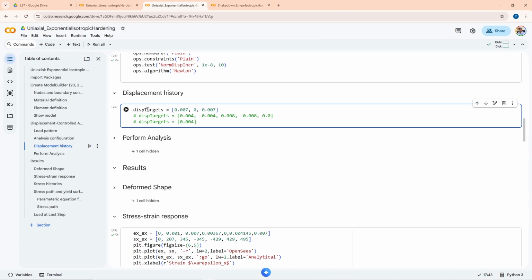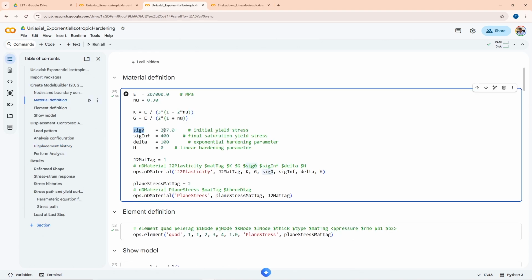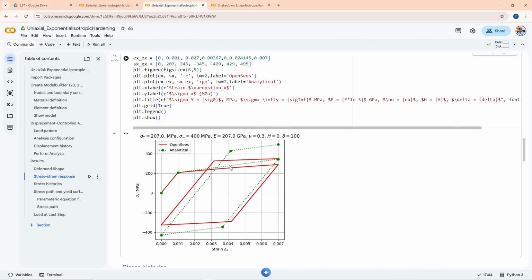Now, let me go back and take the same strain history. Let us first discuss the values we have taken. I have taken sigma 0 equal to 207, sigma infinity equal to 400. That means my stress can never exceed 400 MPa, that is sigma infinity. Delta I have taken as 100 and H is set to 0. So, let me run this and show you the stress strain response.